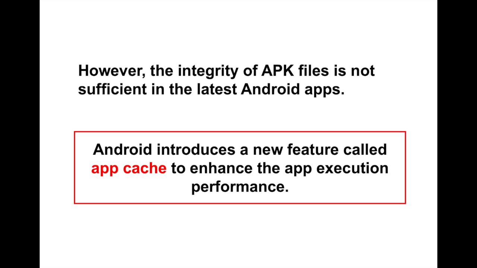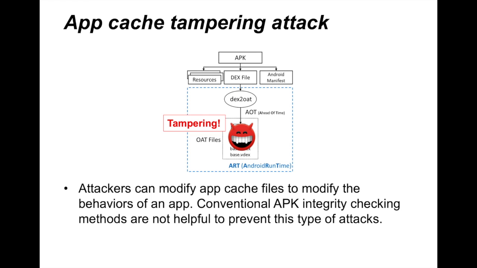Android introduces a new feature called App Cache, to enhance the app execution performance. To circumvent the conventional security mechanism, the attacker can tamper with the app cache file to modify the behaviors of an app. Because this attack does not change the APK file, conventional APK integrity checking methods are not helpful to prevent this type of attack.